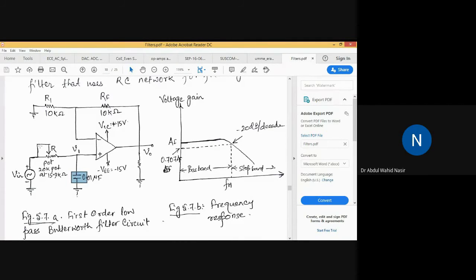Now this is a pot. This is the definition of a pot. That means 20K pot means this pot is a variable resistance and it ranges from 0 to 20 kilo ohm. So you can choose a value of resistance up to 20 kilo ohm. But for this design, we have chosen 15.9 kilo ohm. This is the circuit diagram. Now how to choose those values? That comes under the design problem.